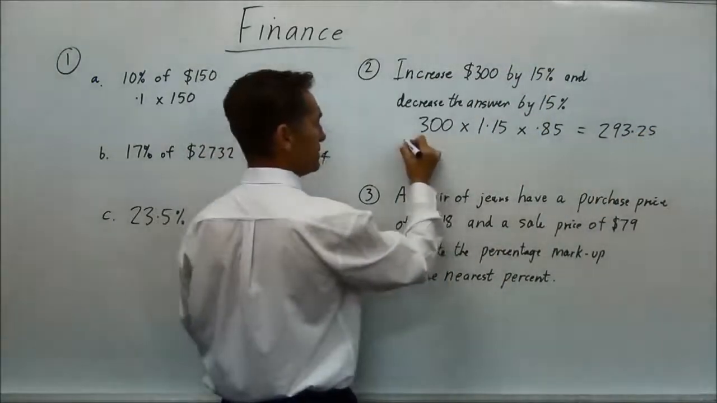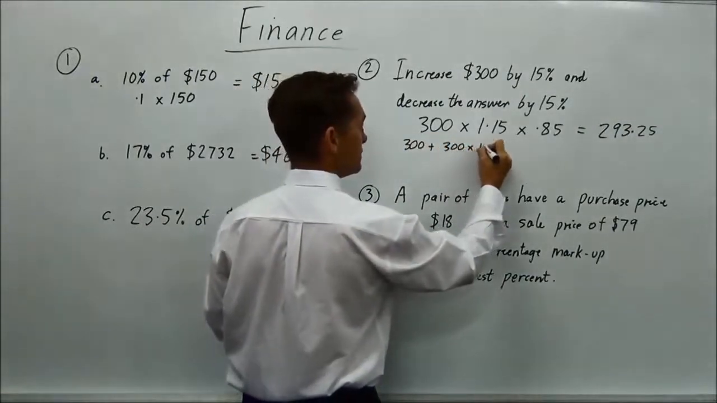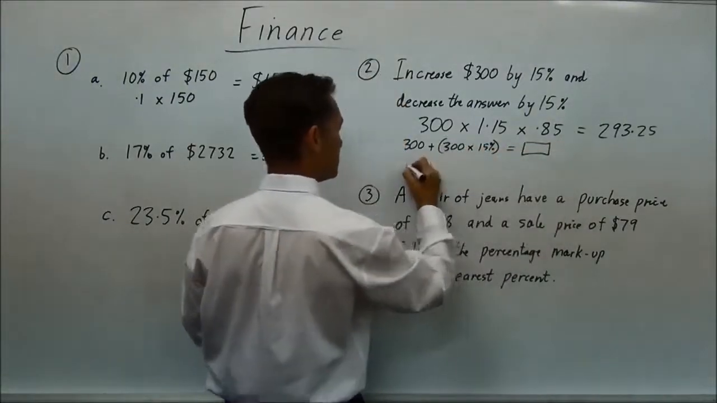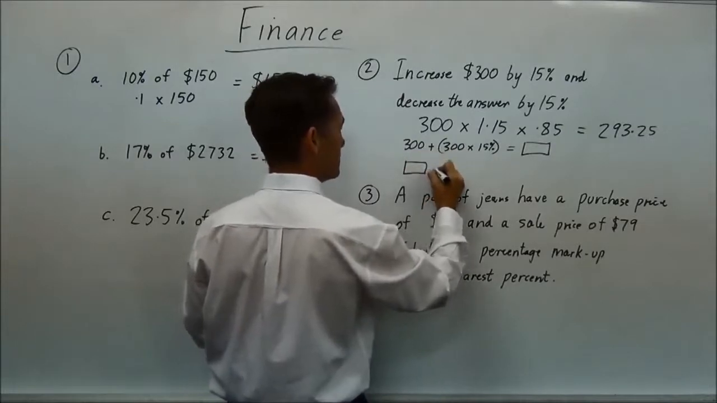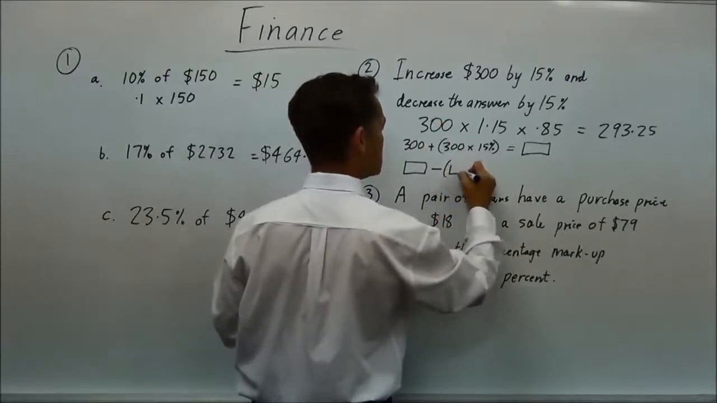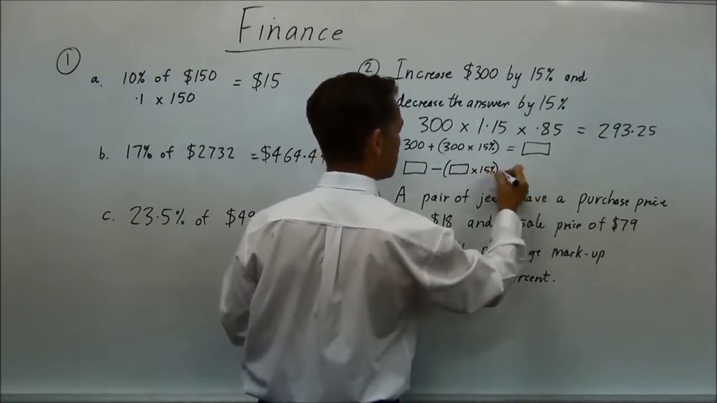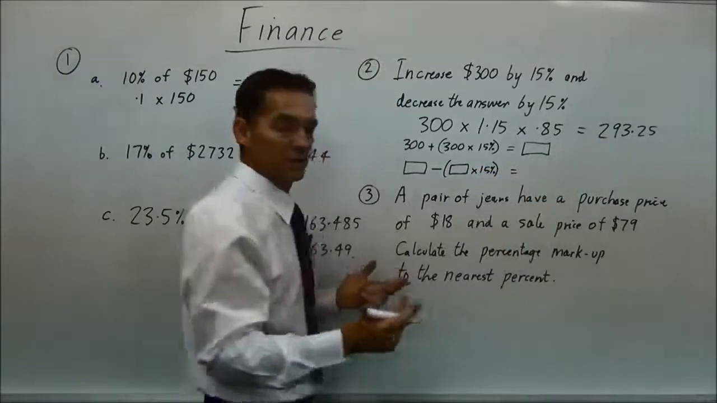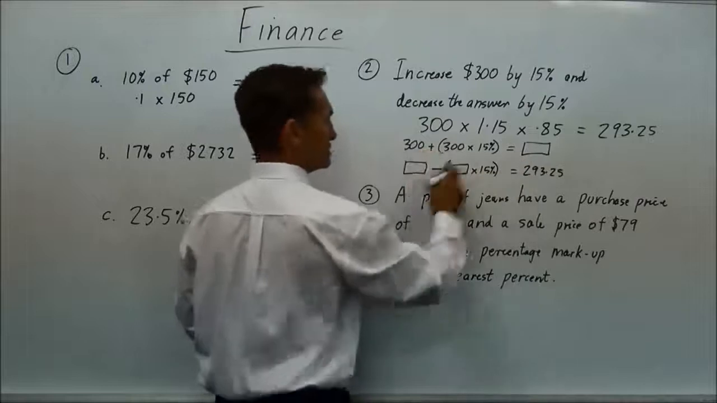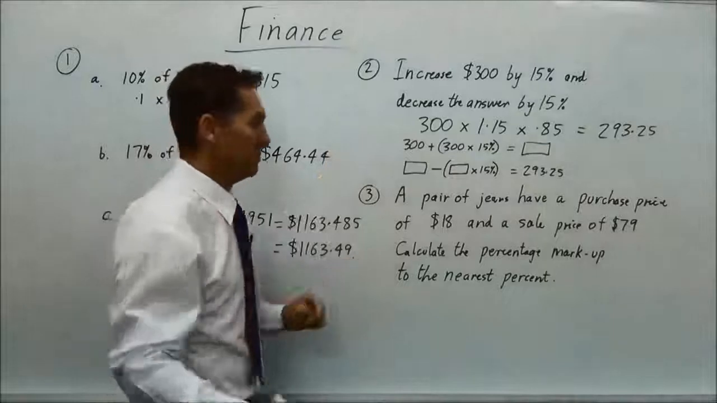Now you can do it in steps. So if you did it in steps, you'd be going 300 plus 300 times 15%. So that will give you your first answer. Then you take that answer and go, that answer minus, because we're decreasing, minus your new answer times 15% equals your final answer. And your final answer is going to be 293.25. But doing this is a lot more steps than just doing that straight across. So if you can think like that, you will save time.